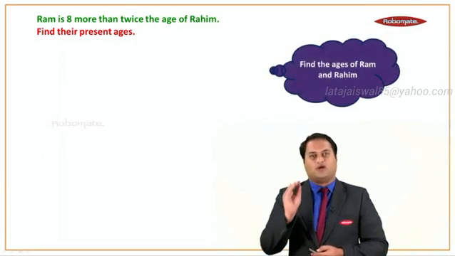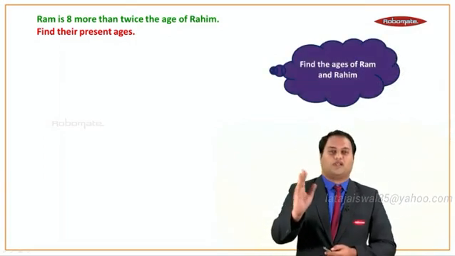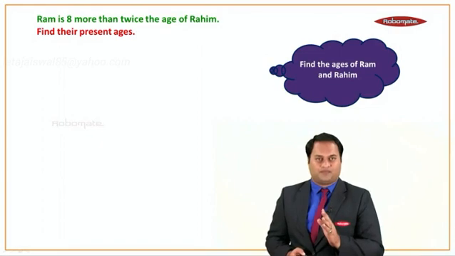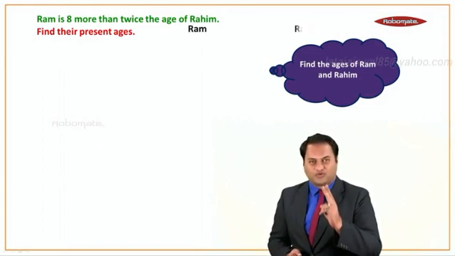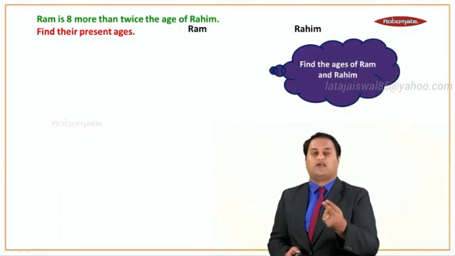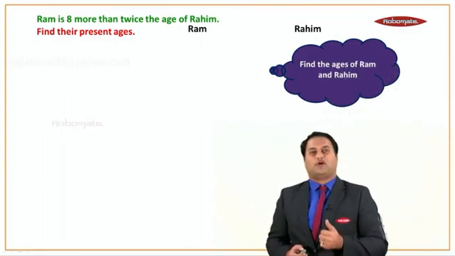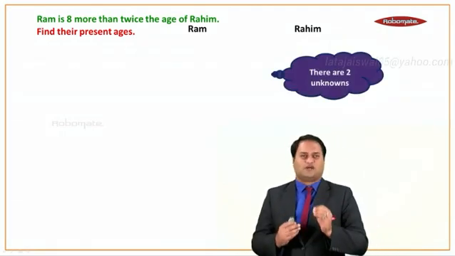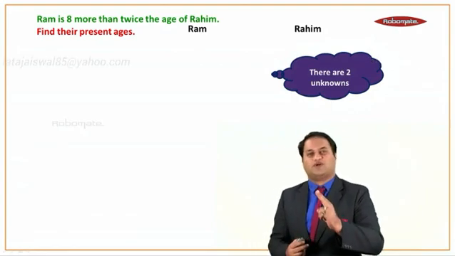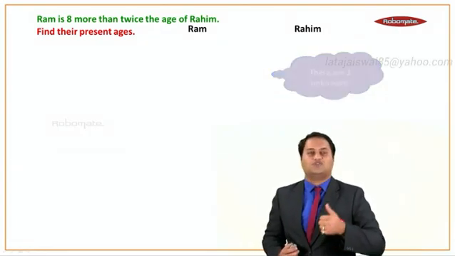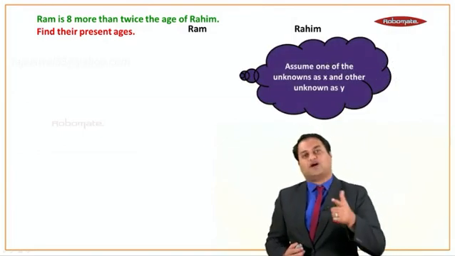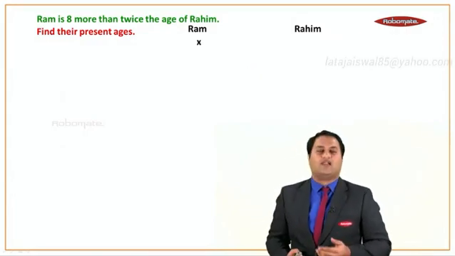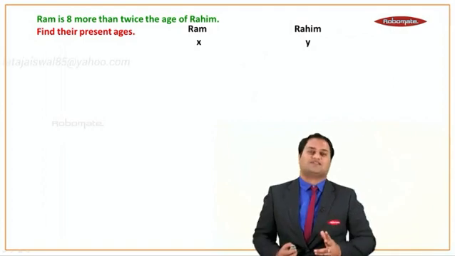So it's very clear that to convert this into a mathematical statement, the first thing we need to do is understand what we are supposed to find. We are supposed to find the ages of Ram and Rahim. So there are two unknowns. There are two characters, Ram and Rahim, and we are supposed to find their present ages. In almost all the sums of linear equations in two variables, you will be given two unknowns. What we need to do is assume one of the unknowns as X and the other unknown as Y. Like in this sum, let the present age of Ram be X years and let the present age of Rahim be Y years. As simple as that.